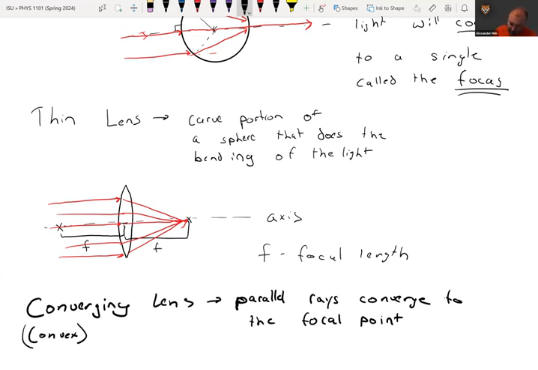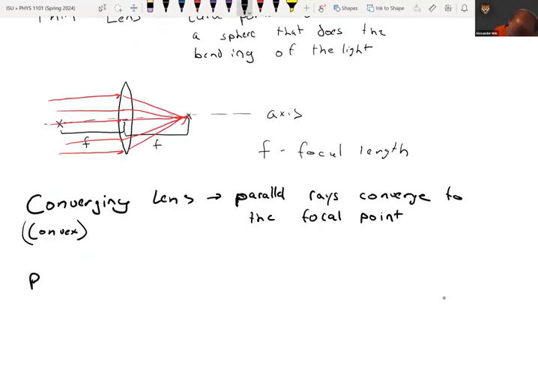Now, the other thing I want to talk about is radius of curvature. And basically, the way you can think about the radius of curvature is that if the lens was a complete circle, so either a sphere or it could be a cylinder.